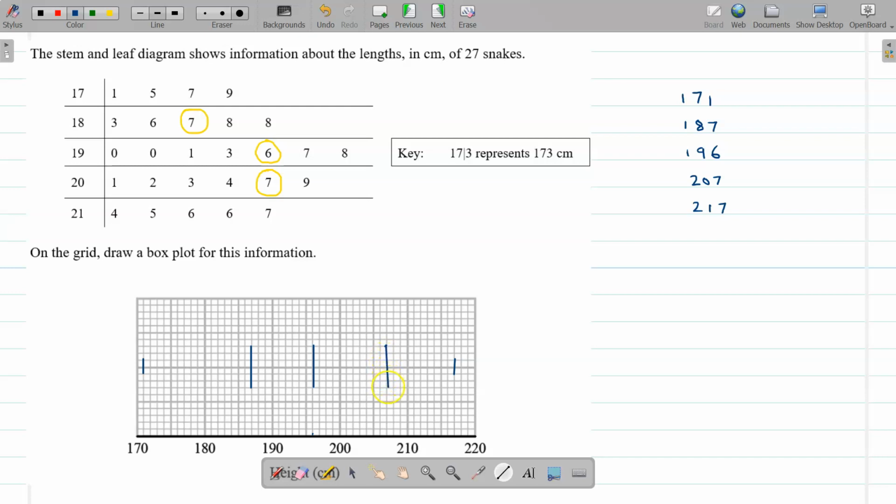Then you just make your box around those 3 lines. So there's the top of the box. And then we've got the 2 whiskers there and there. And that's the information from the stem and leaf transferred to the box plot.